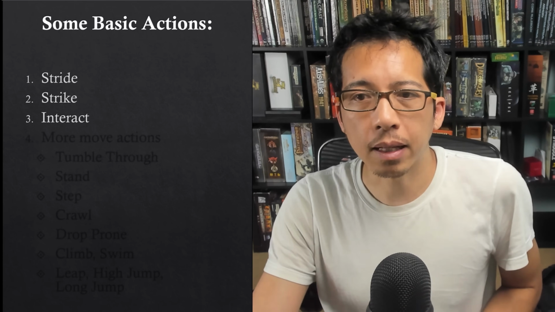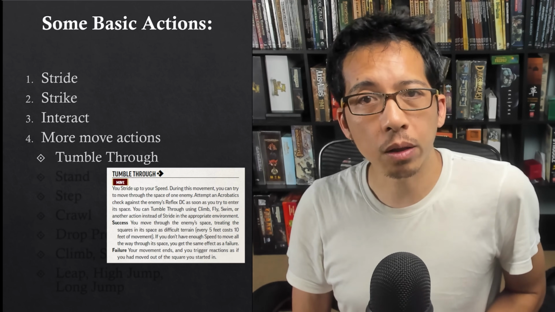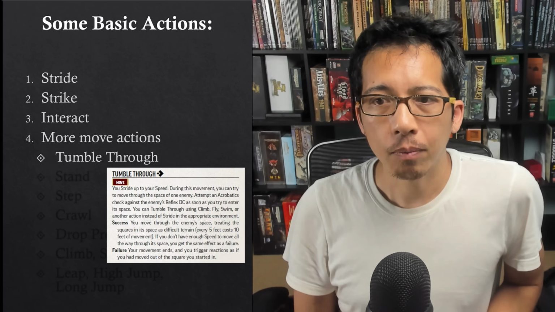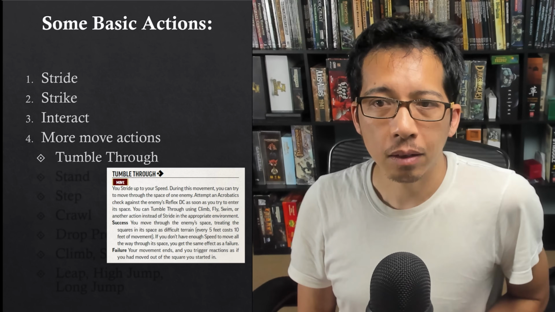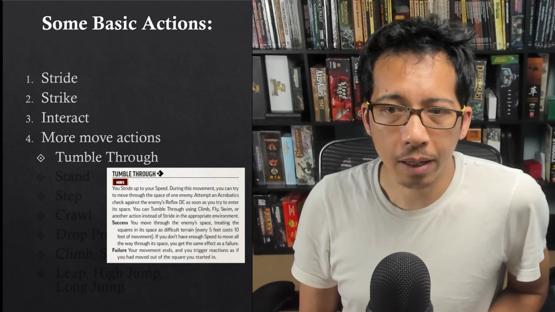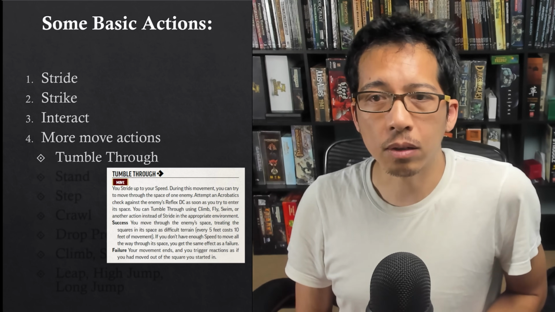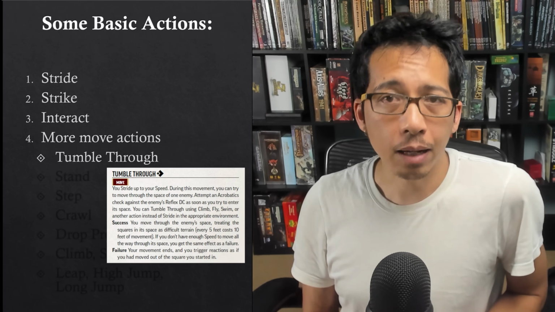There are other actions that let you move, such as tumbling through an enemy. This lets you walk through a space occupied by an enemy, and it uses your acrobatics skill. It's one of the many defined ways skills can be used in combat in Pathfinder 2e. There is more rule support and more defined ways you can use your skills in combat and outside of combat.